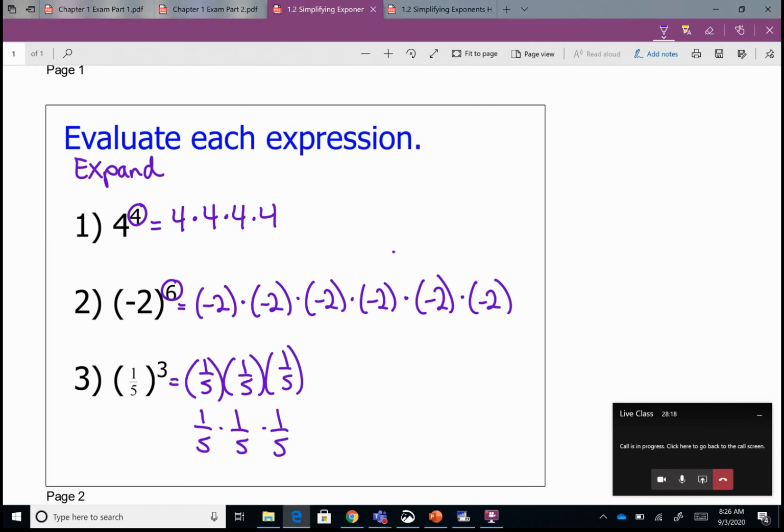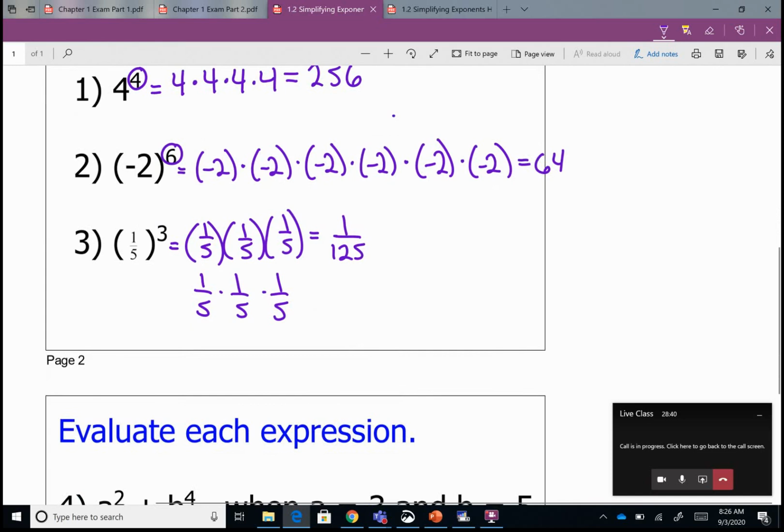All right, so we found out, what was this first one, guys? What was the first one? 256. Then we had 64 and 125th, right? Okay, just want to make sure I got those filled in up here. I know you guys all had them on your papers.